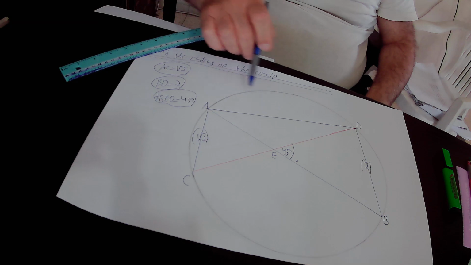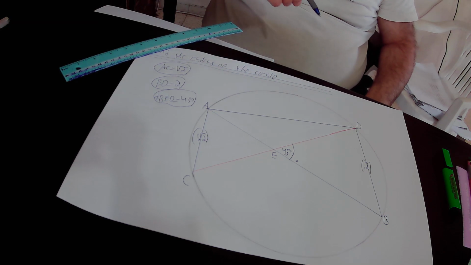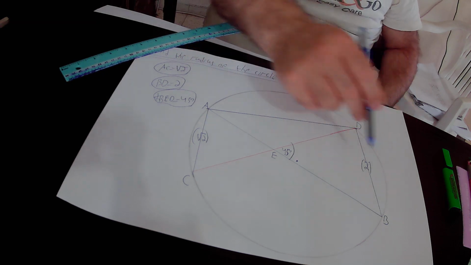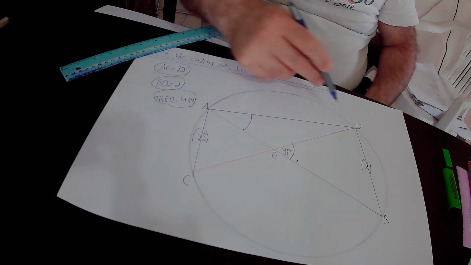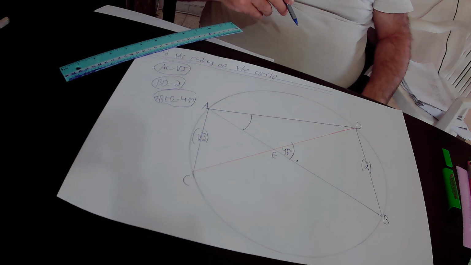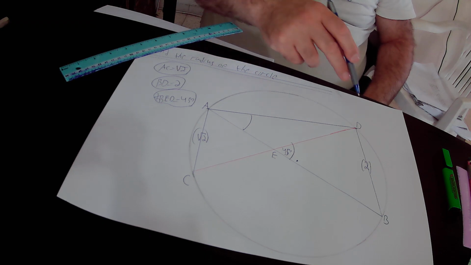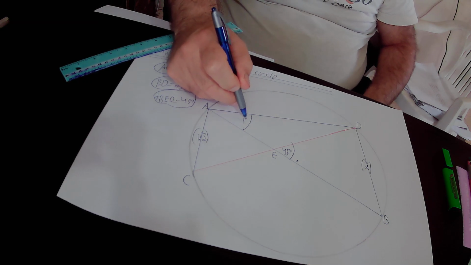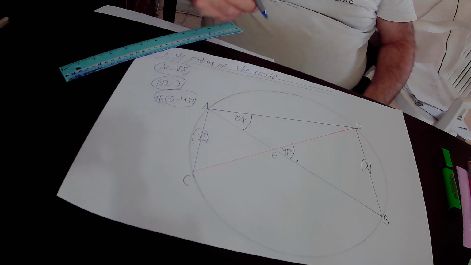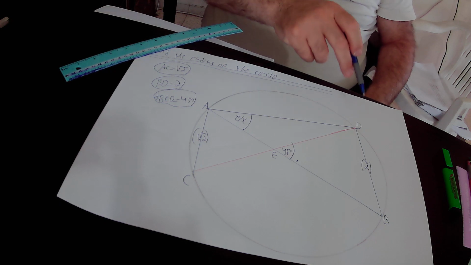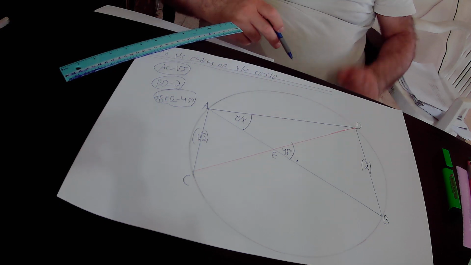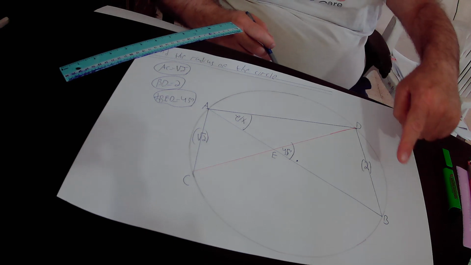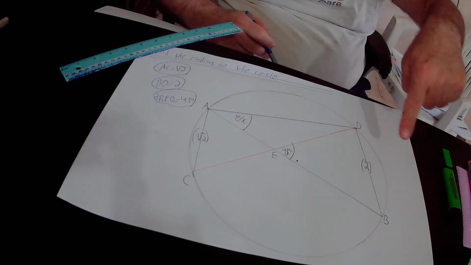By joining points A and D, we created here peripheral angle DAB. We define the size of this peripheral angle DAB as x over 2. This peripheral angle DAB is subtended on chord DB.